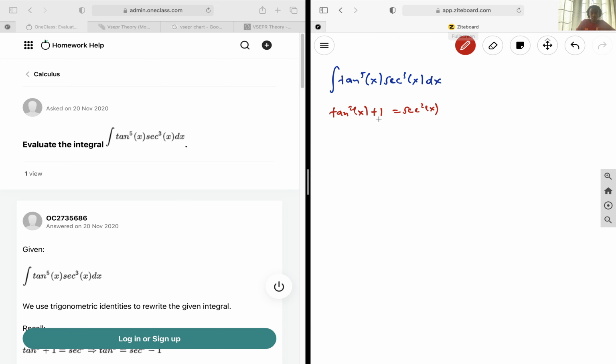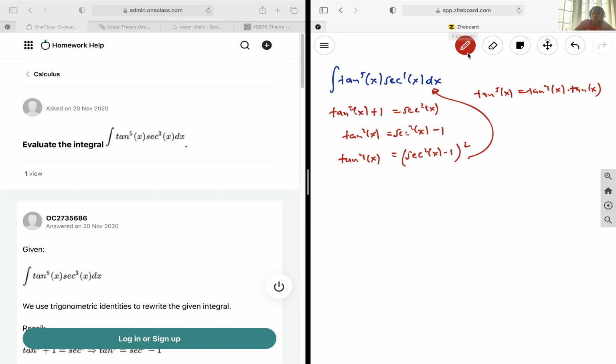Okay, so now we isolate for tan squared. It's equal to secant squared x minus 1. And then we're going to square both sides to get tan to the power of 4x is equal to secant squared x minus 1 all to the power of 2. And then we're going to plug this in and just replace tan to the power of 5x as tan to the power of 4x by tan x. This is going to leave us with the integral of secant squared x minus 1, sorry, this is squared, multiplied by tan x, multiplied by secant cubed x dx, I believe.